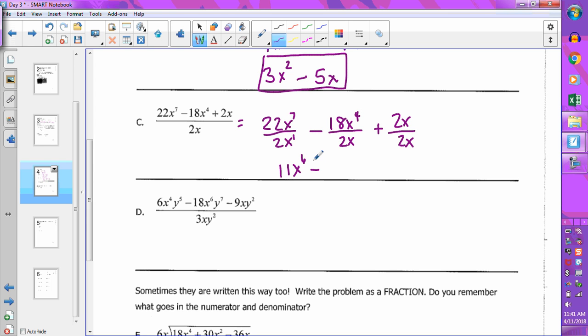Then we're going to subtract that. So now we have, how many times does 2 go into 18? 2 goes into 18 9 times. And then we're going to subtract our exponents. So remember, x is the same thing as saying an imaginary 1. So 4 minus 1 is going to give you what? 3. Then you have, how many times does 2 go into 2? 2 goes into 2 1 time. If you were to subtract your exponents, it's going to give you 0. So that is your answer right there.